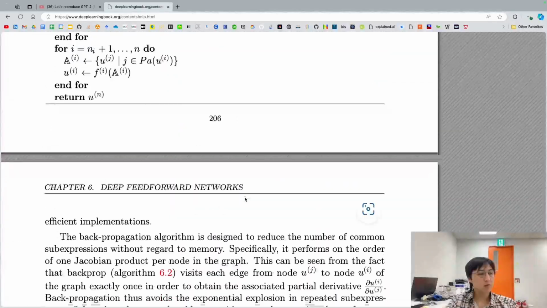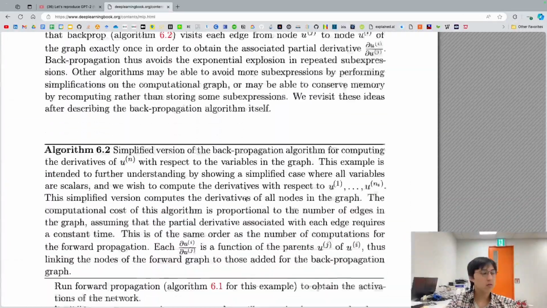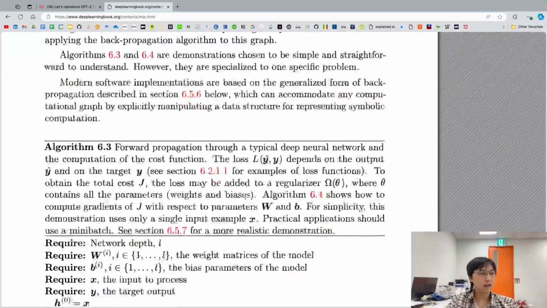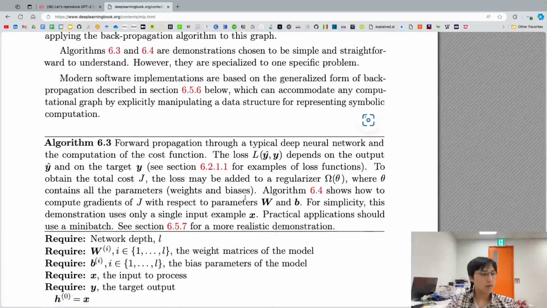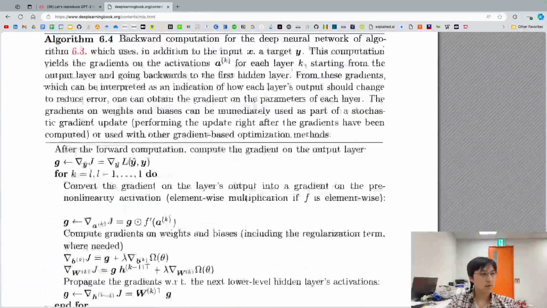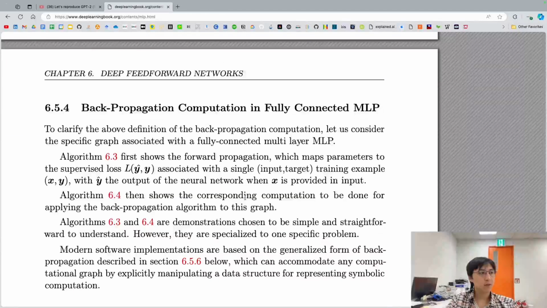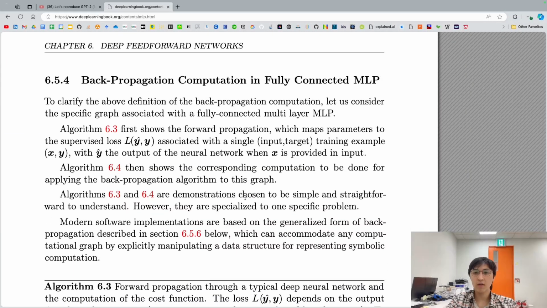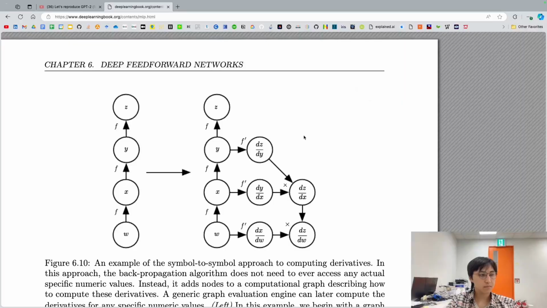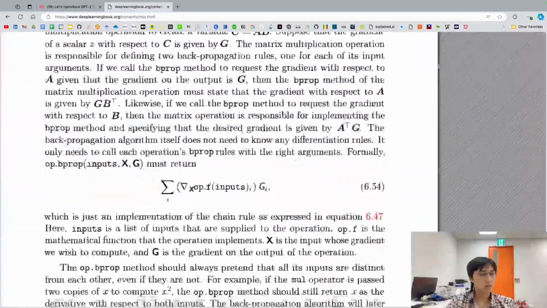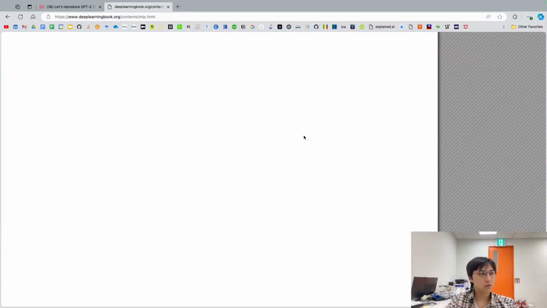That was the algorithm explanation, and now let's go to the implementation. Let's say we apply backpropagation to a fully connected multi-layer perceptron. This is a feed-forward network, and if we apply it here, let's look at the graph. Now let's look at the example.